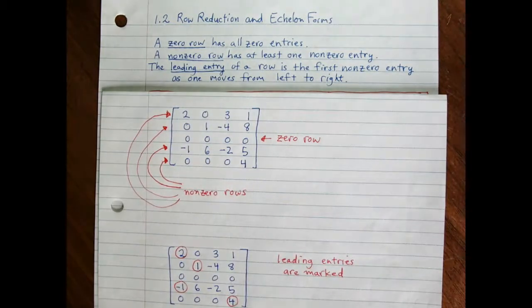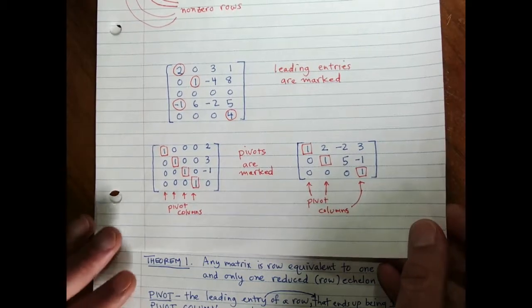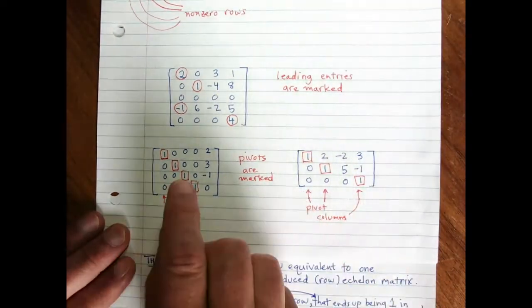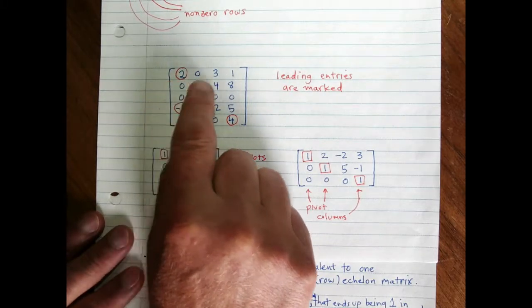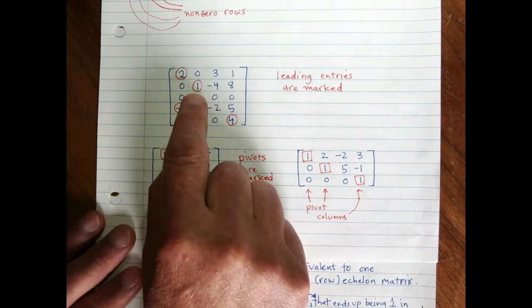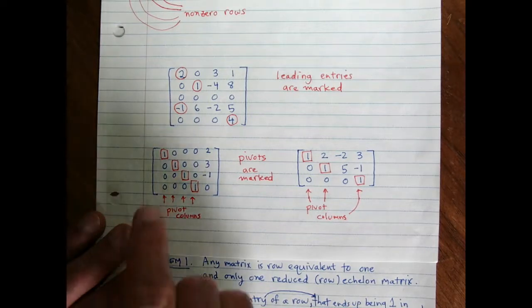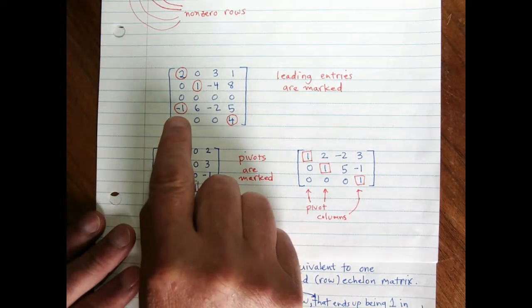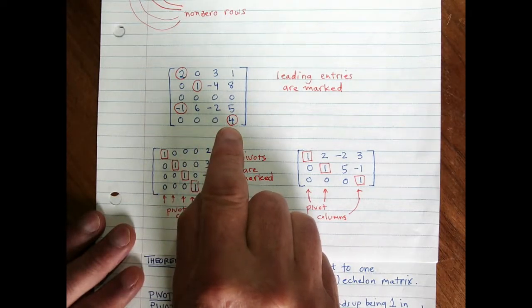The leading entry of a row is the first non-zero entry as one moves from left to right. Here's another example of a matrix with leading entries marked. Actually, it's the same matrix as above. The first row has a leading entry of 2. The second row has a leading entry of 1. The third row has no leading entry, since all the entries are zeros. Fourth row has a leading entry of -1. And the fifth row has a leading entry of 4.